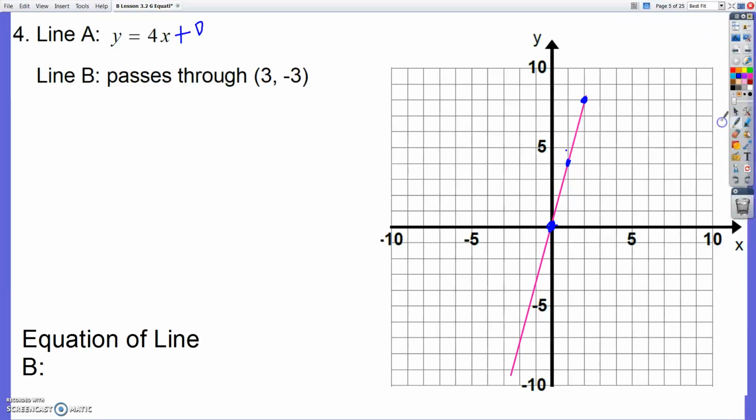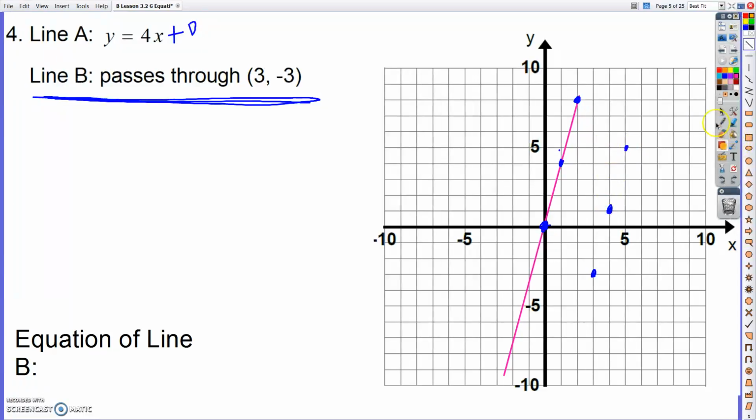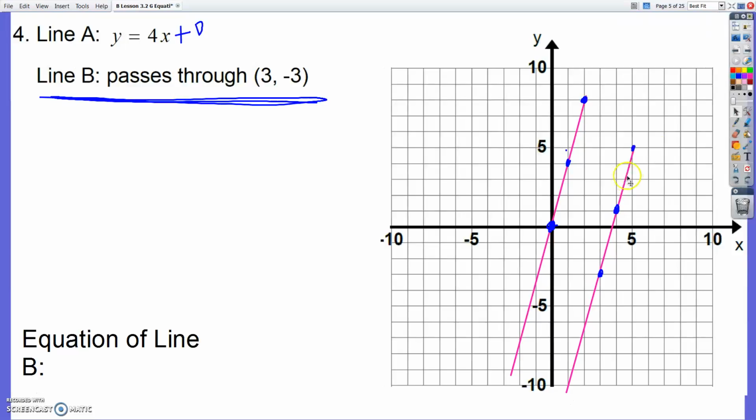And now I want to go to my second point, which is 3 comma negative 3. So I'm going to go over 1, 2, 3, and then down 1, 2, 3. So right here where it says line B, this is a second line. It's a different line just like all the others. But since the lines are parallel, I'm going to have the same slope. So from there, I'm going to go up 4 over 1, 1, 2, 3, 4. And now I can draw my parallel line, which is right here.